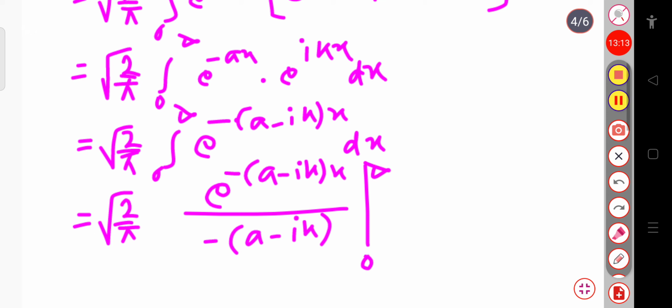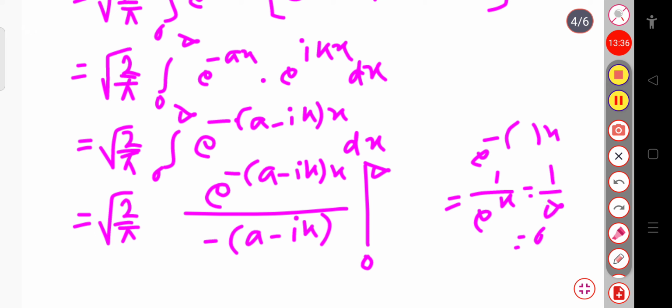So if I put the upper limit here, in place of x, if I put infinity, then this will be exponential minus of something into x. It can be written as 1 by exponential something into x. So if I put infinity, this term will be 1 by infinity, and that term goes to 0 when I put the upper limit. Similarly, if I put the lower limit, that is 0, then this will be minus of the lower limit. So 1 by exponential 0 is 1, so this will be minus 1.